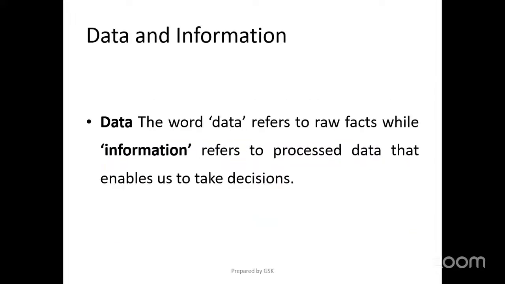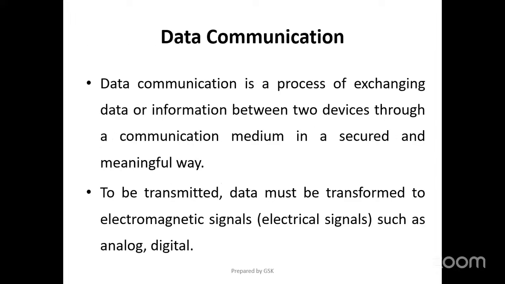So what is data and what is information? Data is nothing but raw facts. Information is processed data. Then what is data communication? In simple words, exchanging the data is called data communication. By using two or more devices, exchanging the data is called data communication. We use a particular medium for this data communication.